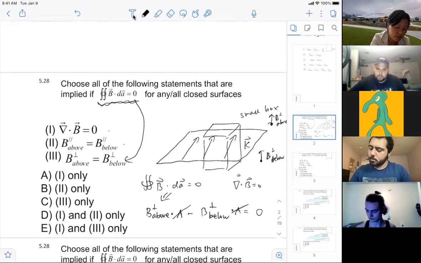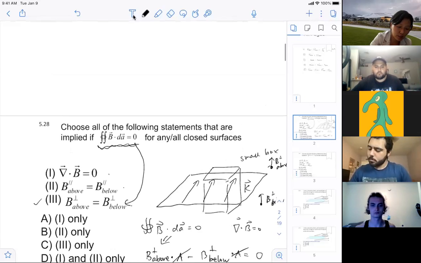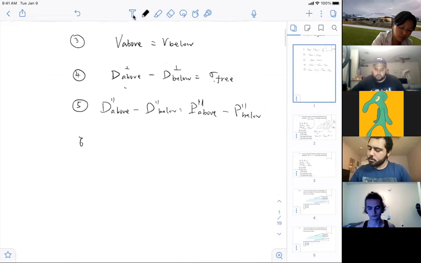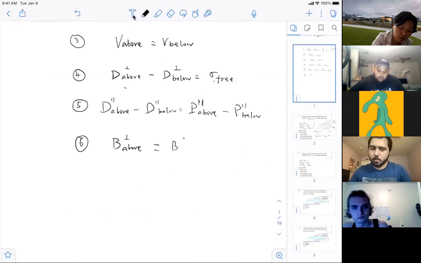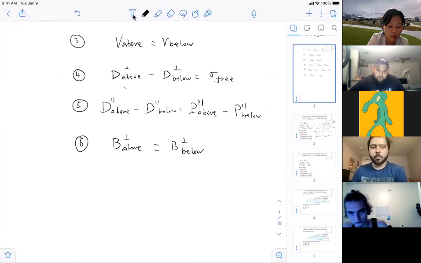So that you get 3. So yes, E is correct. This is another boundary condition. So let's put it back to the list. I'm going to call it number 6, for example. B perpendicular above is equal to B perpendicular below. So this is telling me the perpendicular component of B is continuous across the boundary.